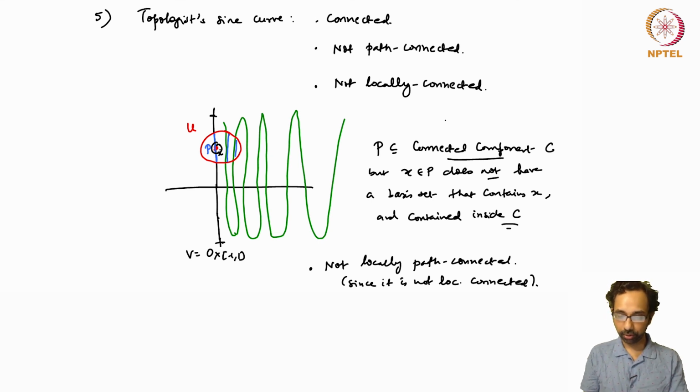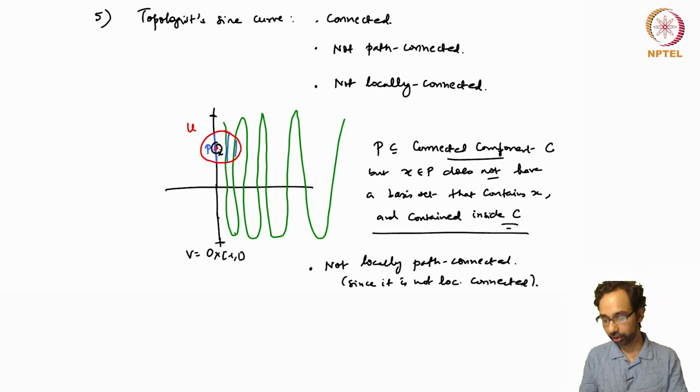So I want you to go through this proof carefully and make this geometric argument rigorous, and convince yourself that it is not locally connected. And once it is not locally connected, we can deduce that it is not locally path connected either.